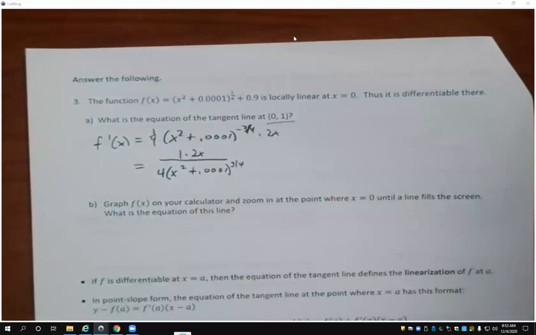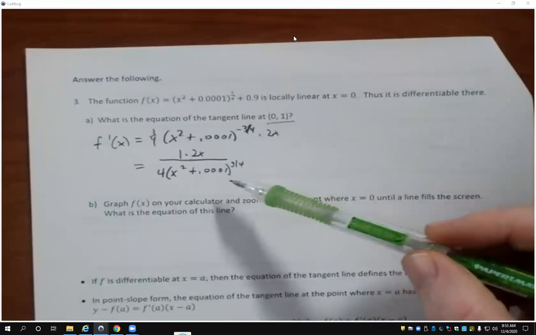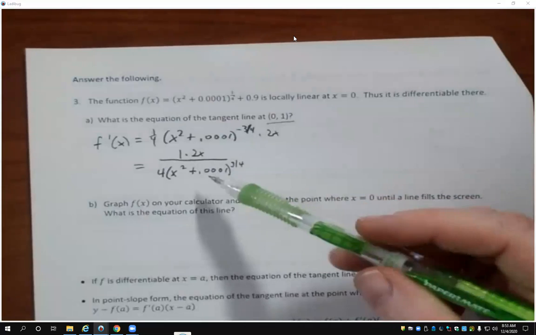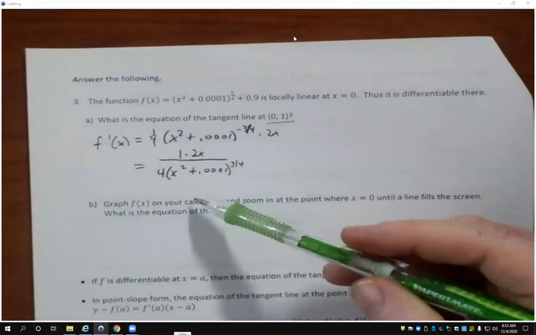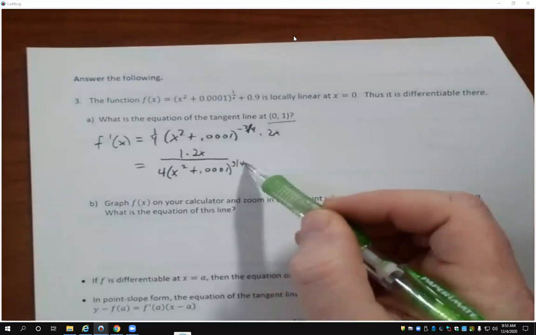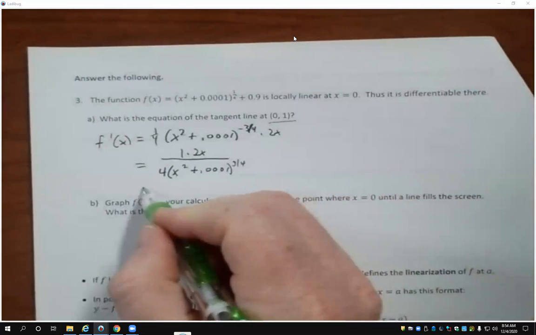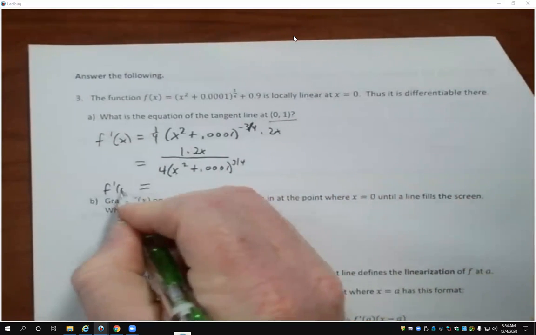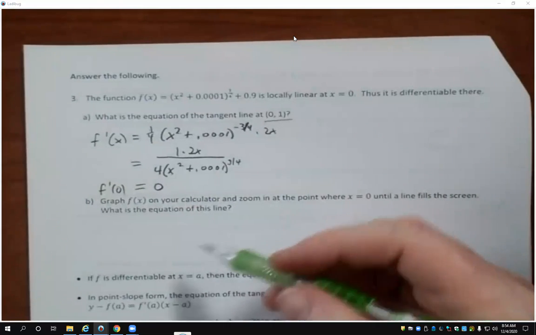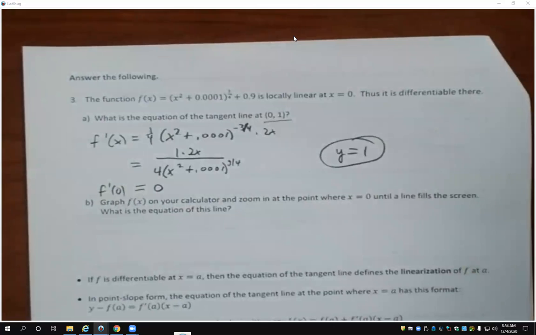Okay, and to find the slope, at this point we're going to plug a 0 into this. When we plug a 0 into this, are we going to get an undefined, or what are we going to get? We're going to get 0 in the numerator, and we're not going to get 0 in the denominator, because 0 squared plus 0.0001 is some number. Raise that to the 3/4, multiplied by 4 gives us some number in the denominator, but we have 0 in the numerator. So f prime of 0 is going to be 0. That's our slope. To write the equation of a line with a slope of 0, it's just a horizontal line. So the equation would be y equals 1.